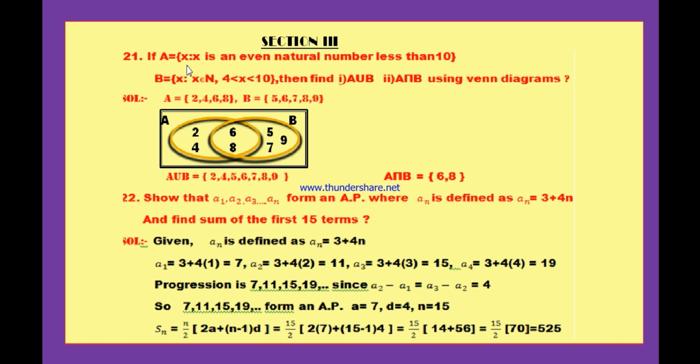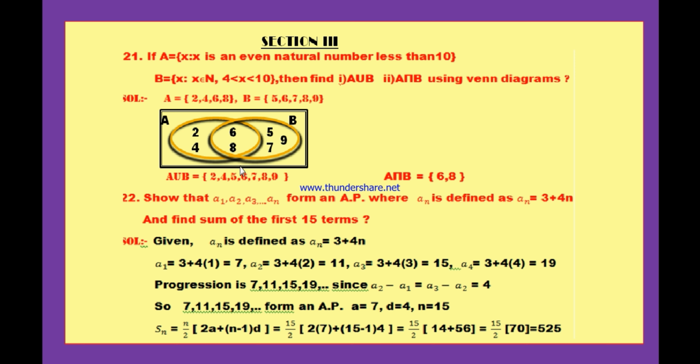First of all, let us write the roster form of A. A is equal to {x such that x is an even natural number less than 10}, means the even natural numbers less than 10 are 2, 4, 6, 8. Therefore, A is equal to {2, 4, 6, 8} and B is equal to {x belongs to N and x should lie between 4 and 10}. Therefore, the natural numbers that lie between 4 and 10 are 5, 6, 7, 8 and 9.